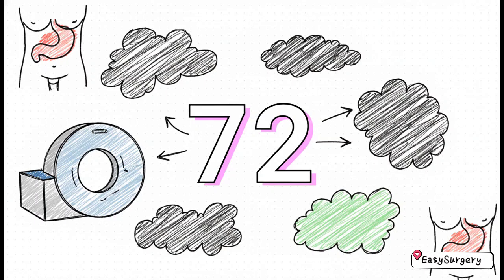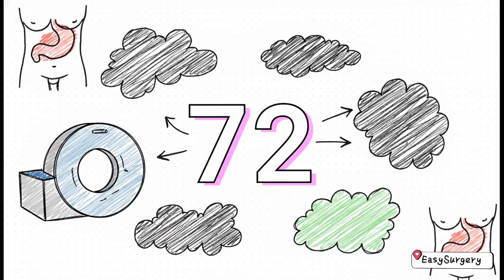And the magic number here? 72. 72 hours. This is absolutely critical, guys. A contrast-enhanced CT scan is the absolute best imaging modality we have for acute pancreatitis, but, and this is a big but, you must wait 72 hours after symptom onset before doing it.